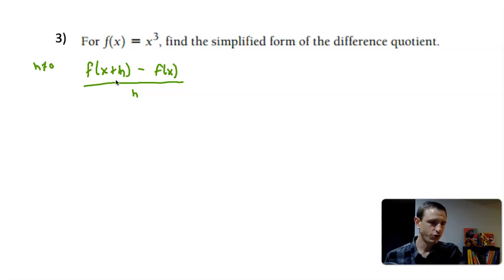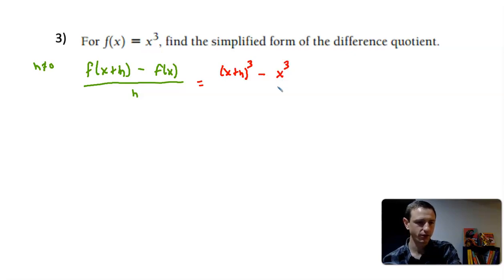So x plus h to the third is what we want to do. We want to plug in x plus h wherever we see x in our function. Let's just write it out first, and then we'll start to do some manipulation. So x plus h to the third, replacing x with x plus h, minus our f of x, which is just x to the third, all over h.